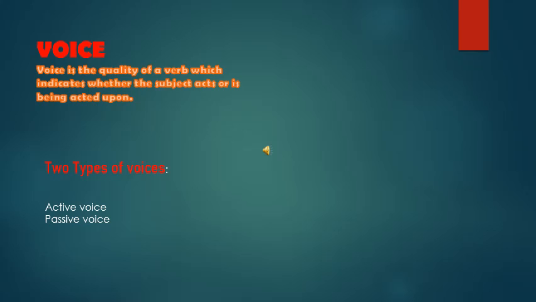We have already learned what is subject. The subject in a sentence is the doer of an action in many cases. Verbs in a sentence which require a direct object to complete their meaning are called transitive verbs. We are going to learn about two types of voice, and they are active voice and passive voice.